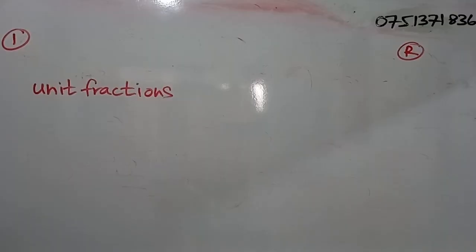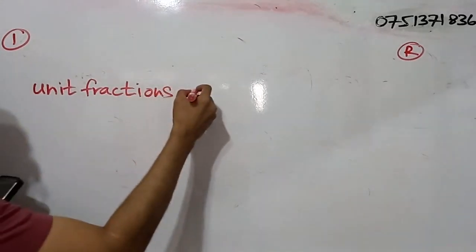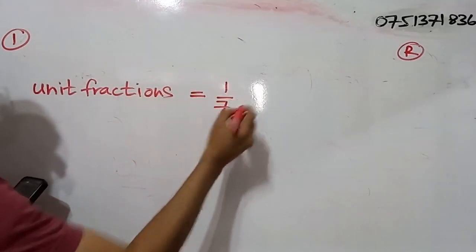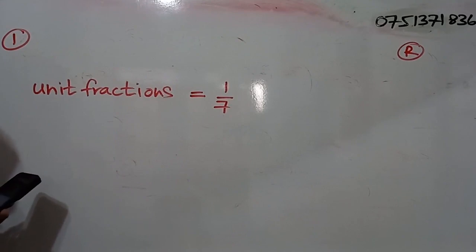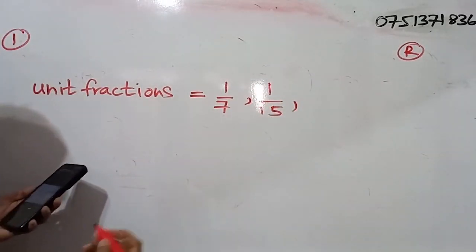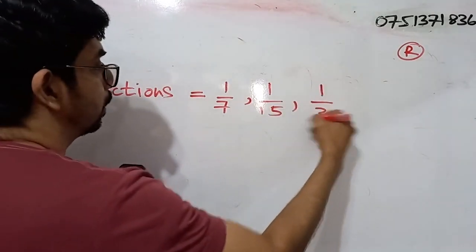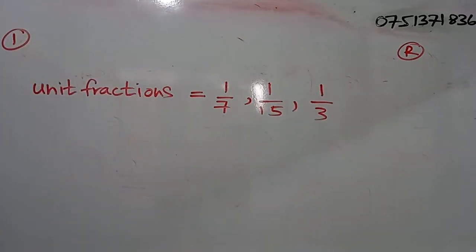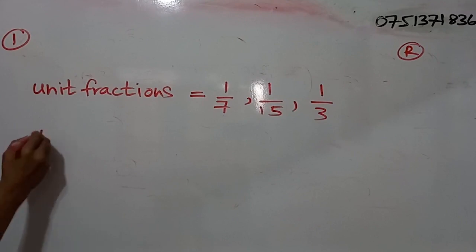Okay, what are those fractions? So we have 1 by 7. Then we have 1 by 15. Then we have 1 by 3. Right. Then proper fractions.